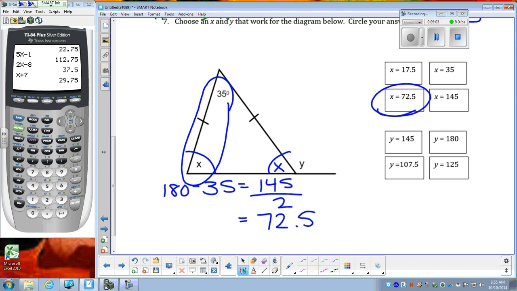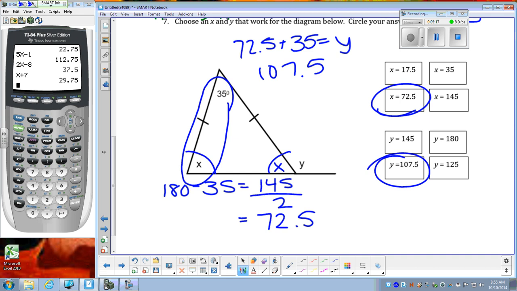And then I know that the x plus the 35 has to equal angle y. So 72.5 plus 35 has to equal y. So that's 107.5. And there's my answer.